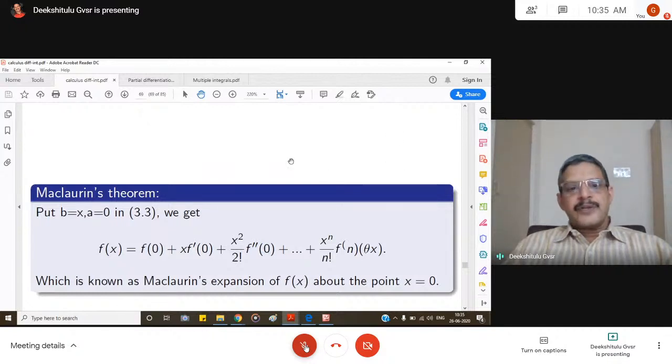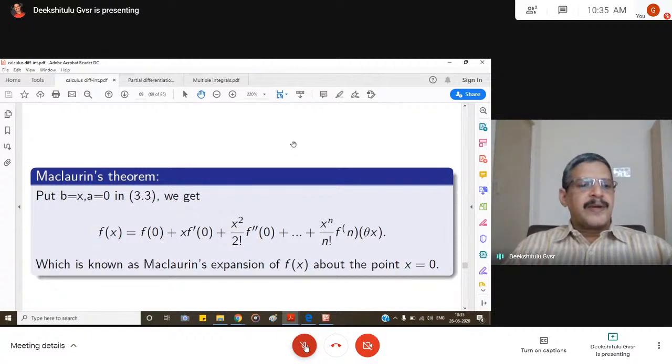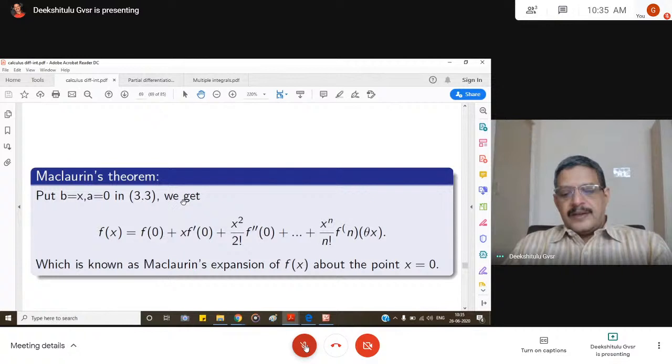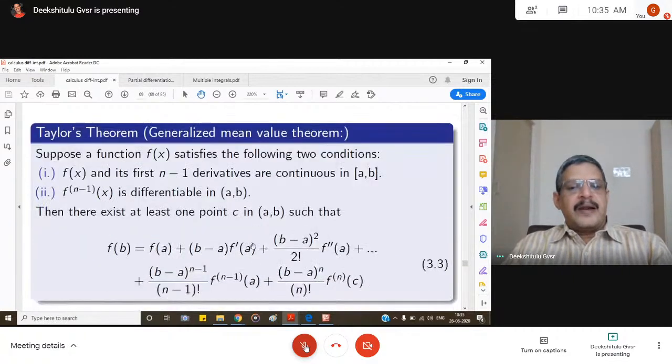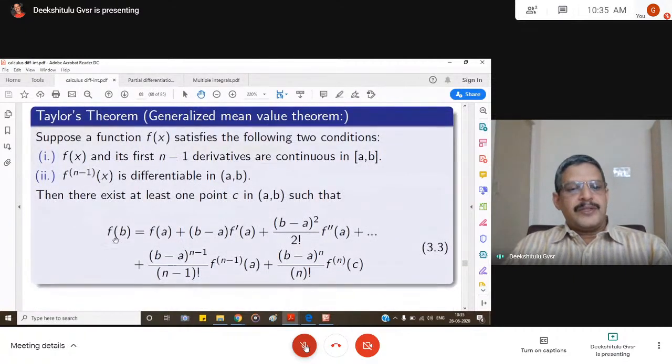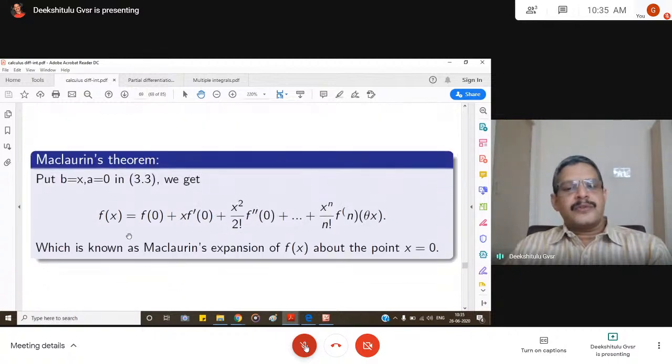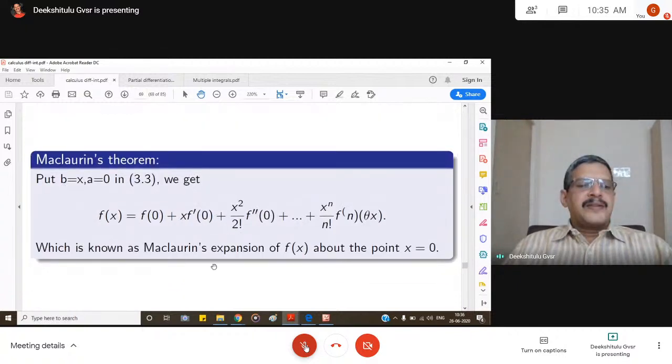So an offshoot of this, a substantial result of Maclaurin's theorem, is that if you put b equal to x and a equal to 0, this becomes f of x. This is f of 0 plus (x minus 0) f dash 0, plus x squared by 2 factorial, and so on and so forth. That is given by Maclaurin's theorem.